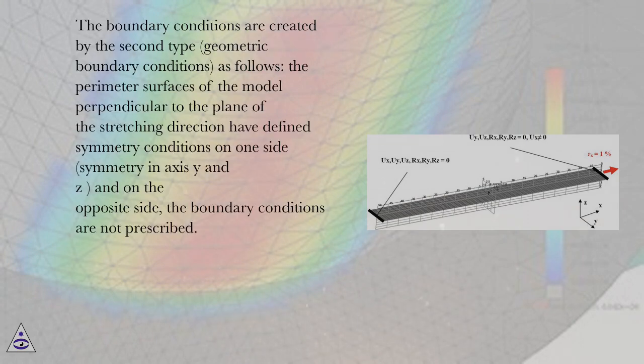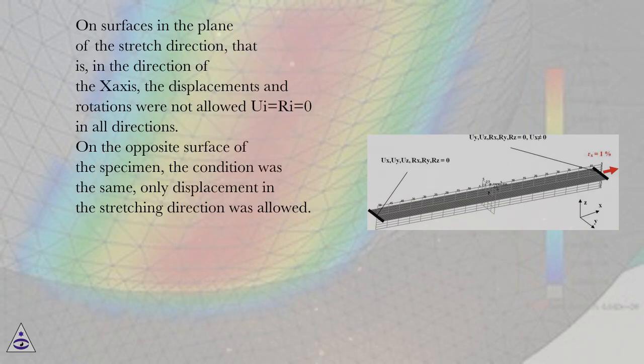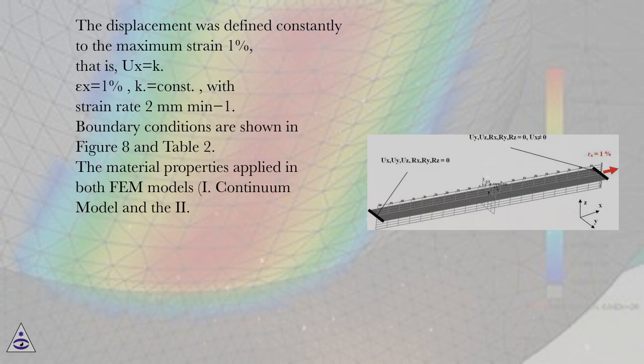The boundary conditions are created by the second type, geometric boundary conditions, as follows: the perimeter surfaces of the model perpendicular to the plane of the stretching direction have defined symmetry conditions on one side, symmetry in axes y and z, and on the opposite side, the boundary conditions are not prescribed. On surfaces in the plane of the stretch direction, that is, in the direction of the z-axis, the displacements and rotations were not allowed, ui equals φi equals 0 in all directions. On the opposite surface of the specimen, the condition was the same, only displacement in the stretching direction was allowed. The displacement was defined constantly to the maximum strain 1%, that is, ux equals k times epsilon x equals 1%, k equals const, with strain rate 2 mm min-1. Boundary conditions are shown in Figure 8 and Table 2.